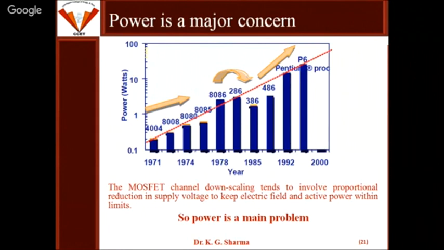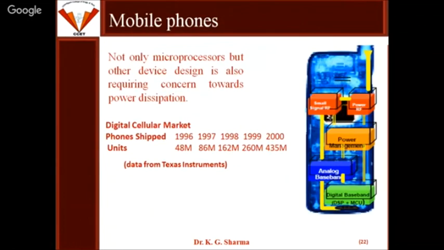So the MOSFET channel downscaling tends to involve proportional reduction in supply voltage to keep electric field and active power within limits. So power is a main problem.